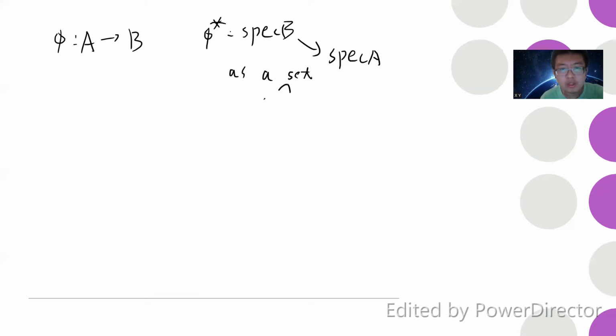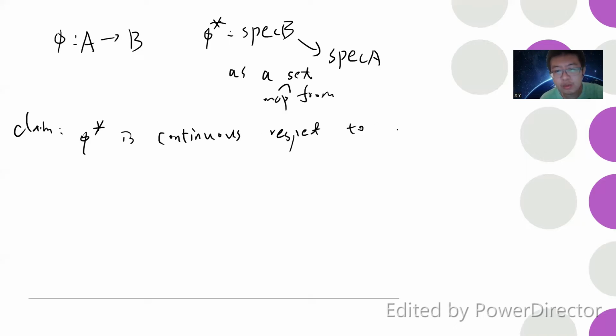Now Vakil also has an exercise that we want to prove. We have a ring homomorphism phi from A to B, so we have phi star, which is defined as a map from Spec B into Spec A. Previously this was just a map of sets, but since we add the Zariski topology on it, we want to say that phi star is continuous. So claim: phi star is continuous with respect to the Zariski topology.